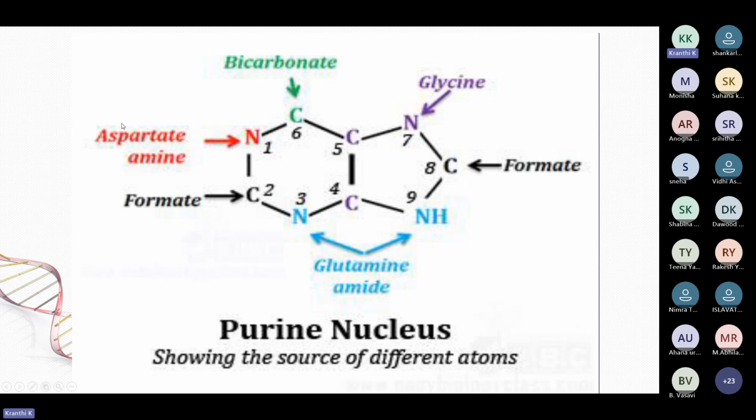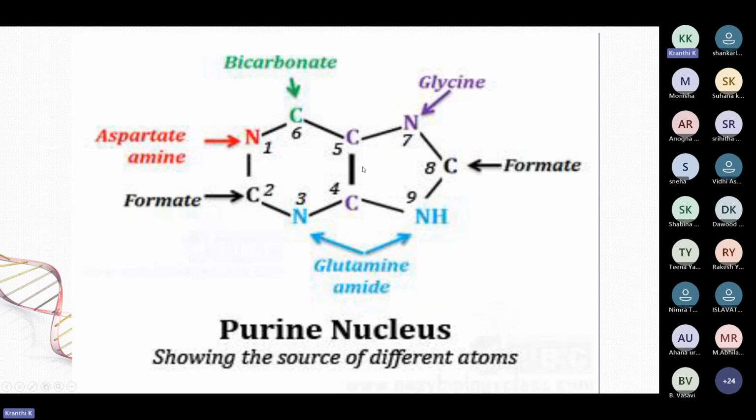One is aspartate, an amino acid. We need formate also. We need glycine, bicarbonate, formate, and ammonia. We need nitrogen, which comes from amino acids. All these contribute to create one purine nucleotide. Got it? So we need all these things.